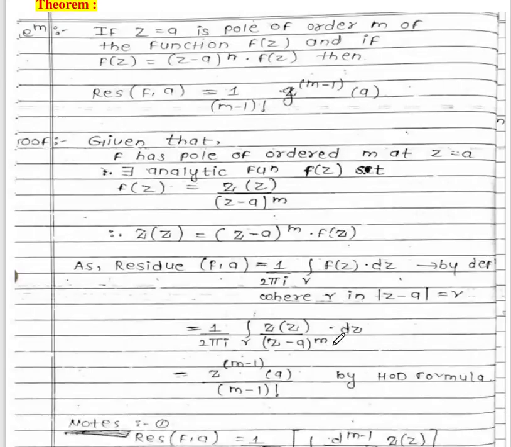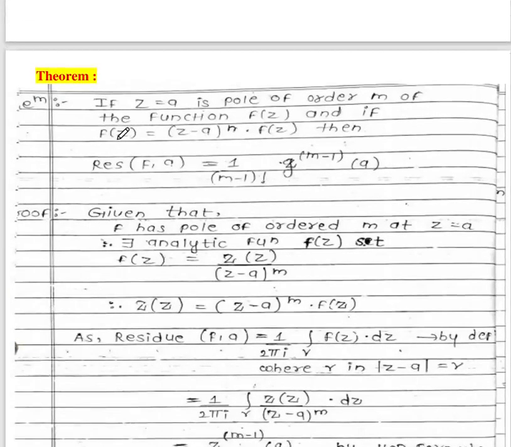The second theorem states: if z equal to a is a pole of order m of the function f of z, and if g of z equals (z minus a) to the power m into f of z, then we have to prove that the residue of f at the point a equals 1 upon (m minus 1) factorial into g to the power (m minus 1) of a. So this is the second theorem.